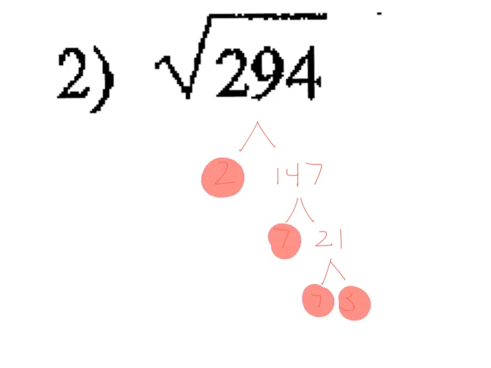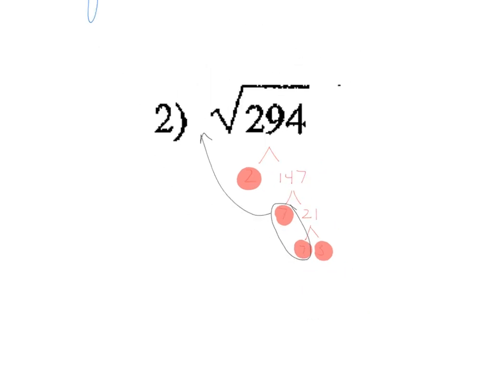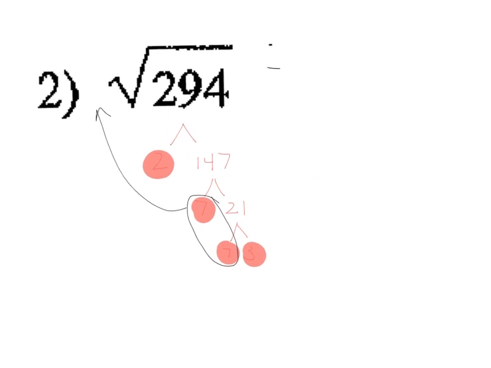And we have one rule: pair them up, move them out. In this case, I have a pair of 7s. So I'm going to pair them up and move them out. When I do that, I get 7 on the outside. Now, when I look at this guy right here, I've got a 2 and a 3. Neither one of those is a pair, so they're both stuck on the inside. So on the inside I'm going to have 2 times 3, or a 6 left over. Okay, so everything we're doing is multiplication here.